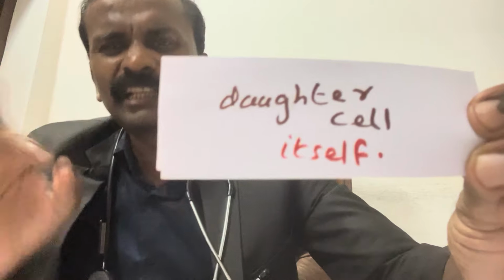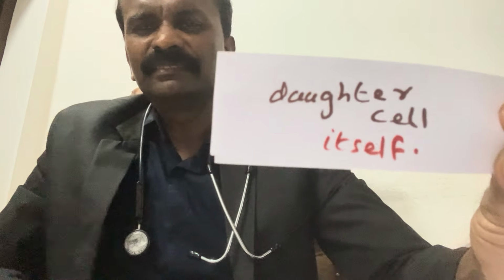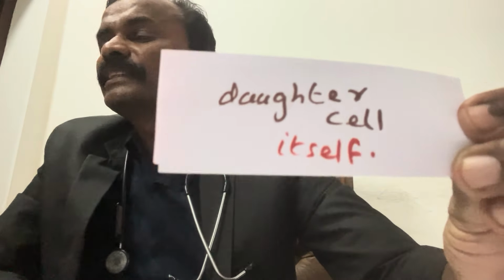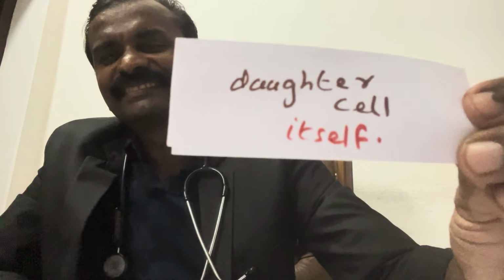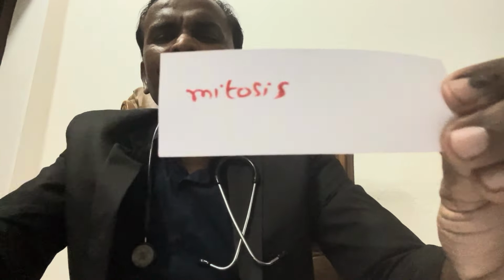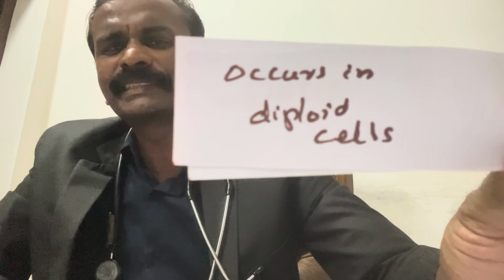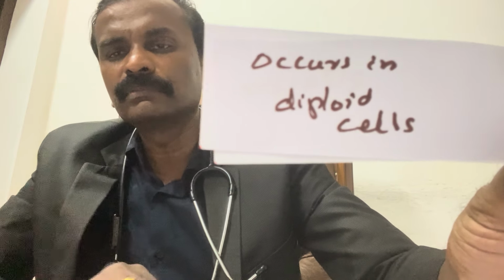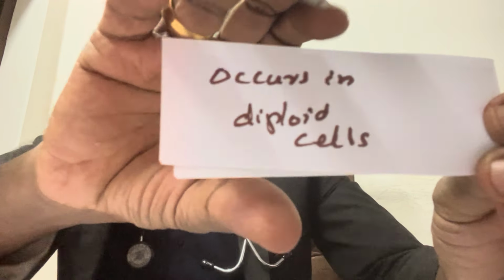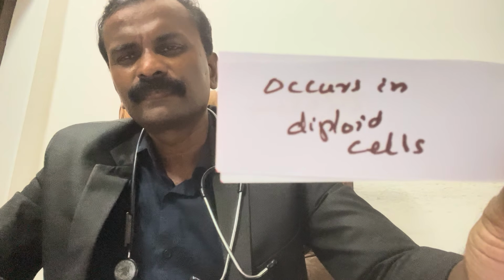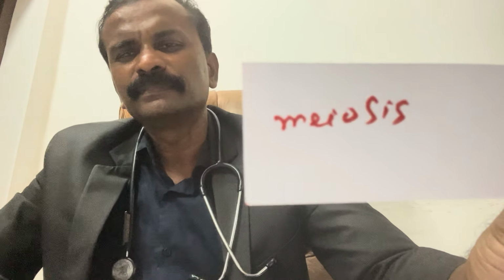Daughter cell itself means related to which one? It is given in the last page of the textbook, last line. Daughter cell itself is typical for mitosis. Which occurs in diploid cell? I told you. Diploid cells. Meiosis.